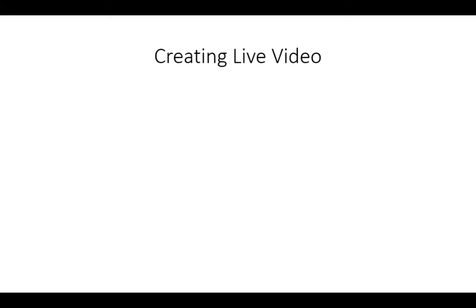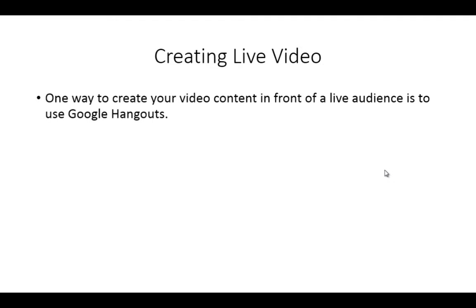In this video, we are going to be discussing creating live video as your authoritative content. And this is just another way of you being able to use the video medium in order to communicate valuable information to your subscribers, your followers, your tribe, or anyone else that will eventually become your buyer. And one of the best ways to do that, to create video in front of a live audience, is to use Google Hangouts.